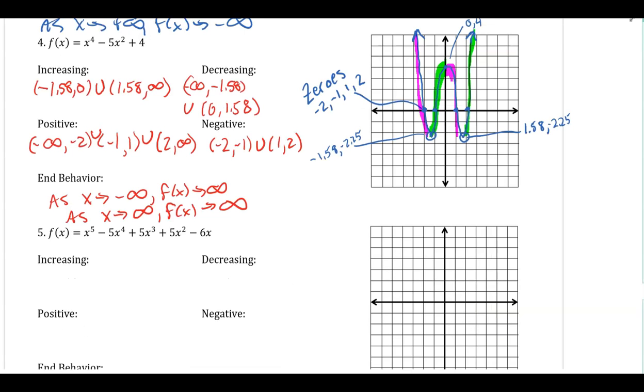So here we have problem 4, increasing in pink, increasing in green, decreasing in the pinkish red. Zeros as listed at negative 2, negative 1, 1, and 2. Local minima at negative 1.58 and negative 2.25 for x and y, and similarly at positive 1.58, negative 2.25, and then a local max at 0, 4. End behavior: as x goes to negative infinity, f of x goes to positive infinity, and when x goes to positive infinity, f of x goes to positive infinity.